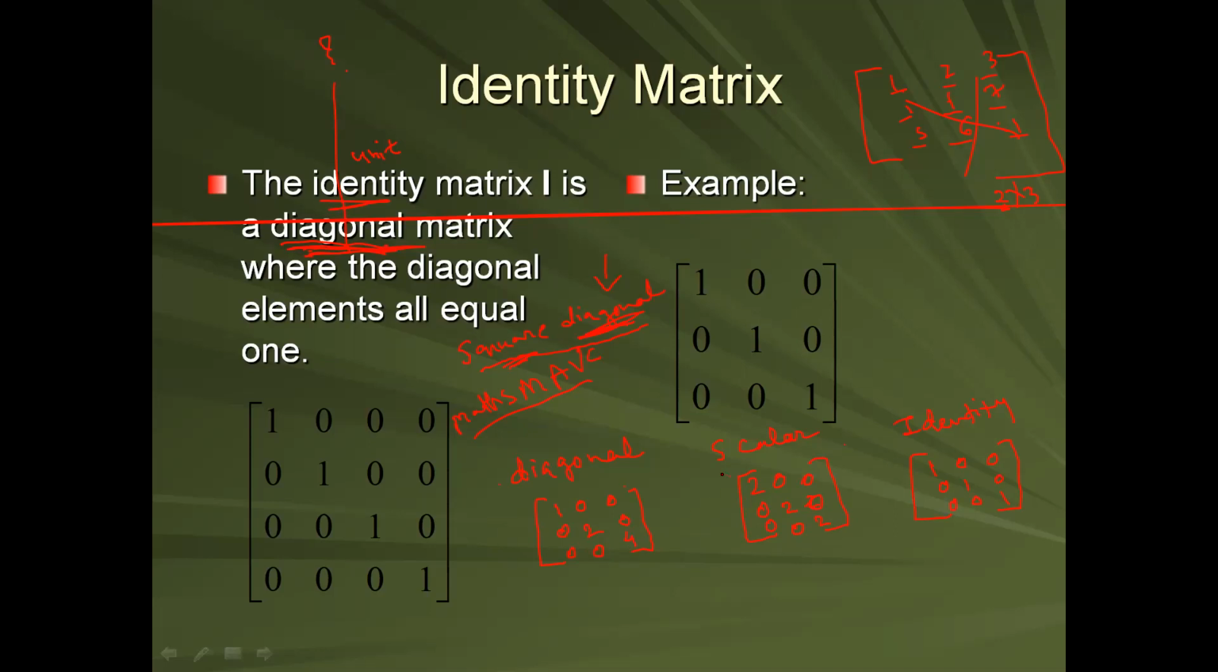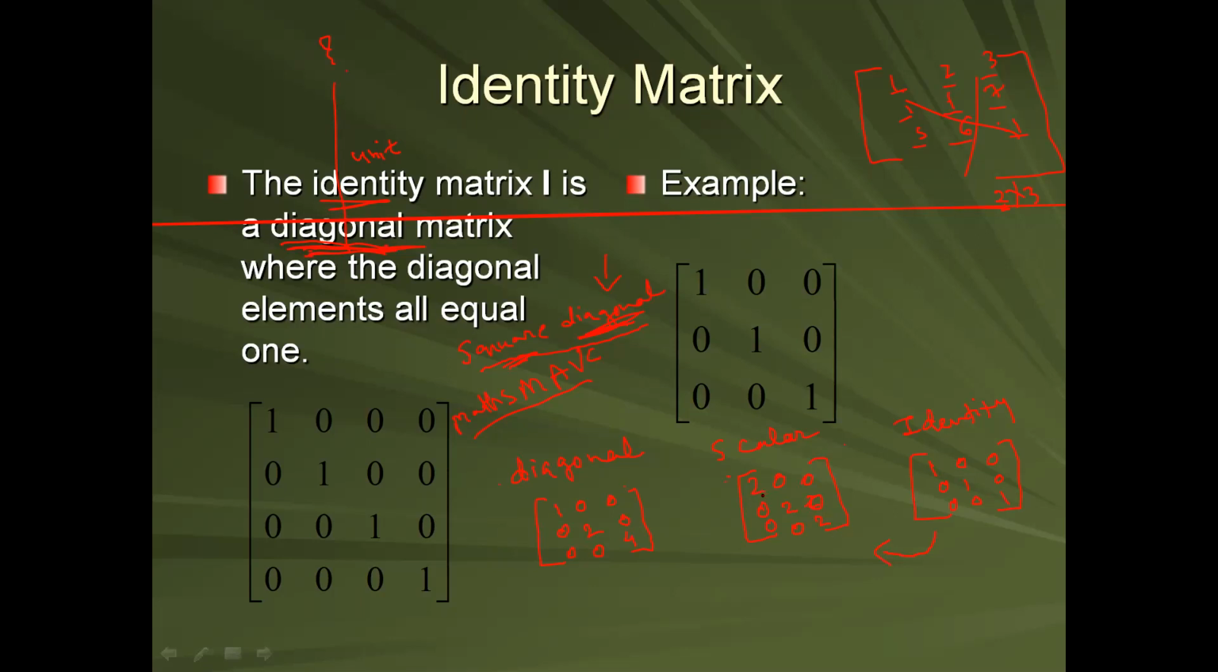Now, what is a scalar matrix? Scalar matrix is a diagonal matrix, but here the diagonals have to be equal. Okay, scalar matrix is a diagonal matrix where the diagonal entries have to be equal. Now what is an identity matrix? Identity matrix is a scalar matrix, but here the diagonals have to be equal and equal to 1. Here any number is allowed, but all numbers should be equal.